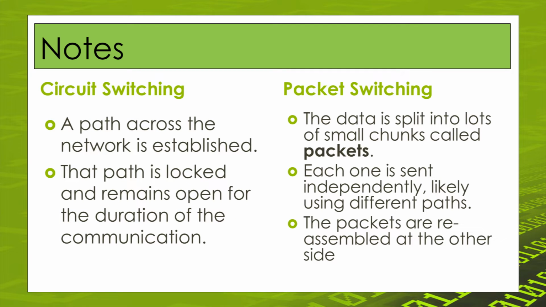So before we go any further, can we just make a quick note on that? Circuit switching is where a path across a network is established, and that path is locked and remains open for the duration of the communication. Packet switching is where the data is split into lots of small chunks called packets, and each one is sent independently, likely along different paths, and then reassembled at the other side.